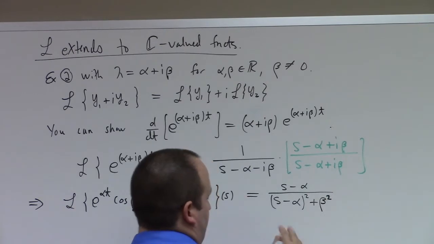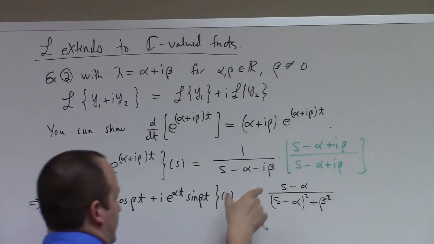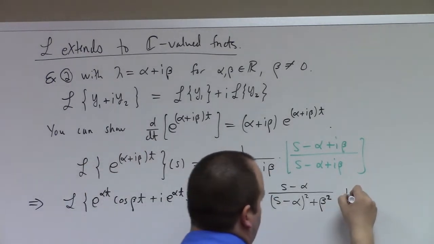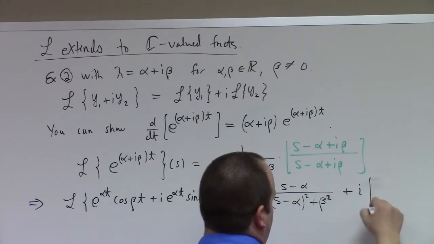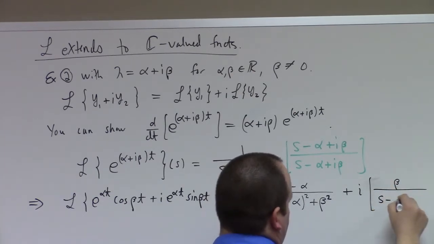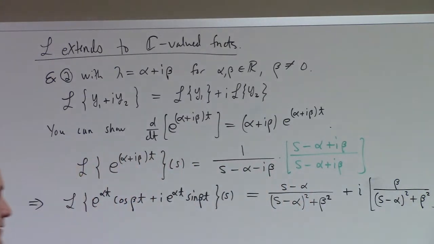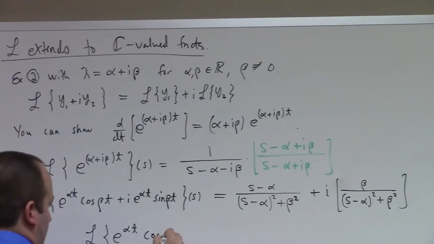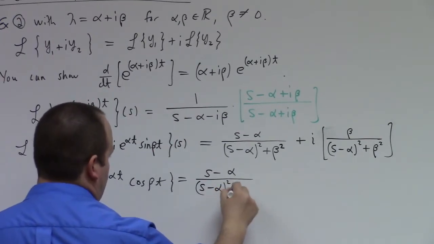Multiplying by the conjugate is intentional, to remove the imaginary part from the denominator and leave us with the magnitude, or the length in the complex plane, of this number squared, the modulus squared, if you like, plus i times beta over (s minus alpha) squared plus beta squared. And so that shows me then that the Laplace transform of e to the alpha t cosine beta t is equal to s minus alpha over (s minus alpha) squared plus beta squared.